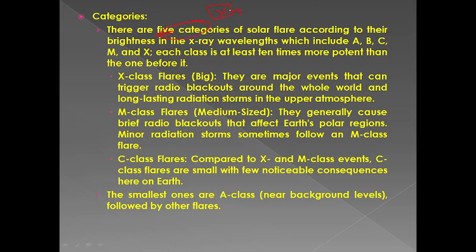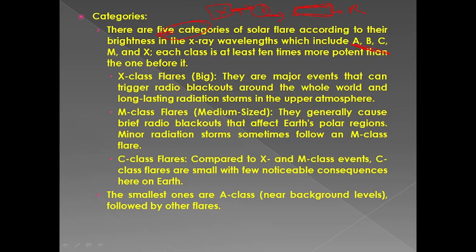Recently a category X solar flare burst. That was the news, and because of this, radio communication was disrupted in some parts of the US and also in the Pacific Ocean. That was the news, right? So what are the various categories related to solar flares?